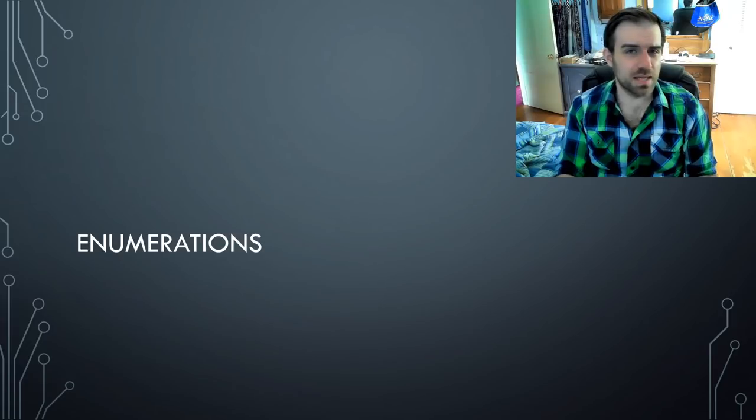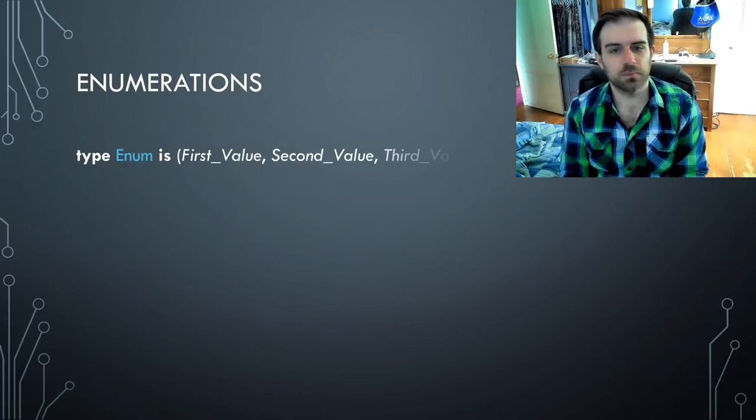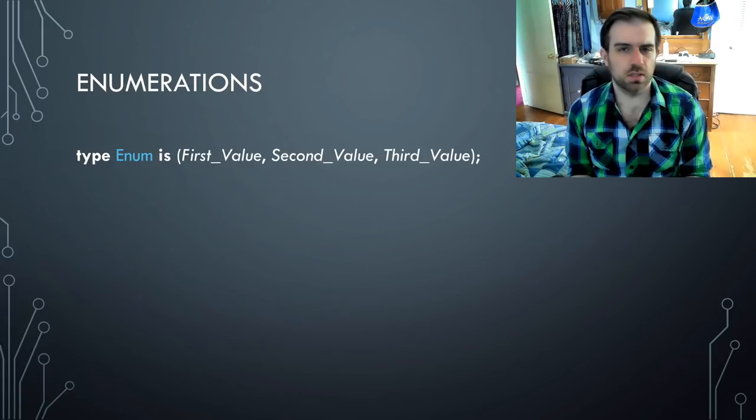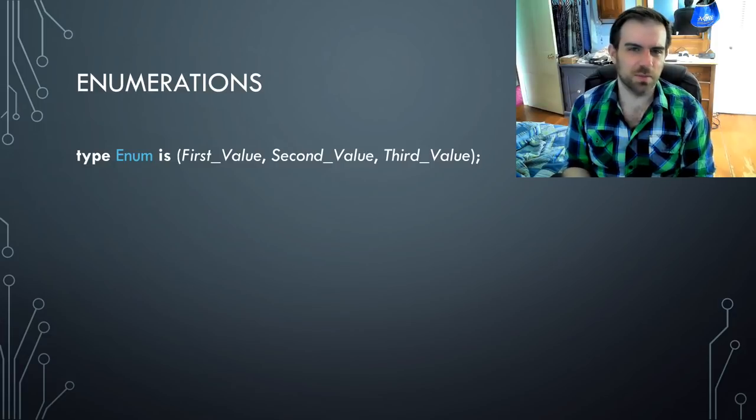Now, another similar basic type is enumerations, and they look like this. You can specify any number of values, and it is actually possible to do layout type stuff, so that if you're doing bit flags, it is actually possible to implement this fairly easily in Ada. They're pretty simple types, so there's not really a whole lot to discuss with this.